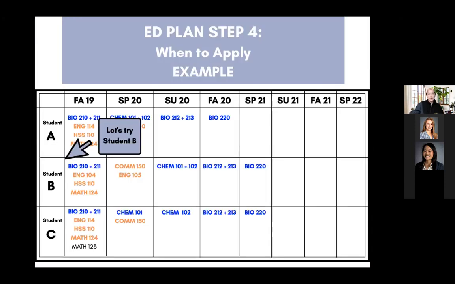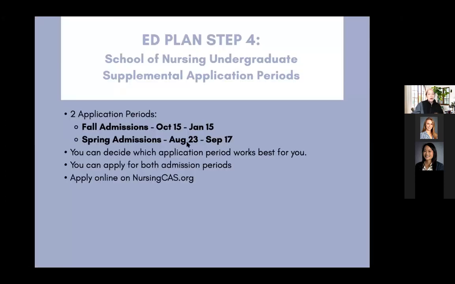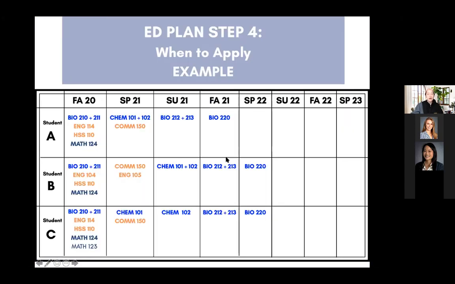Done. Because this student will have their last prereq done in spring of 21, they would be eligible to apply for the following spring admission cycle. They would be applying between August 23rd and September 17th of fall of 2022 for the spring of 2023.